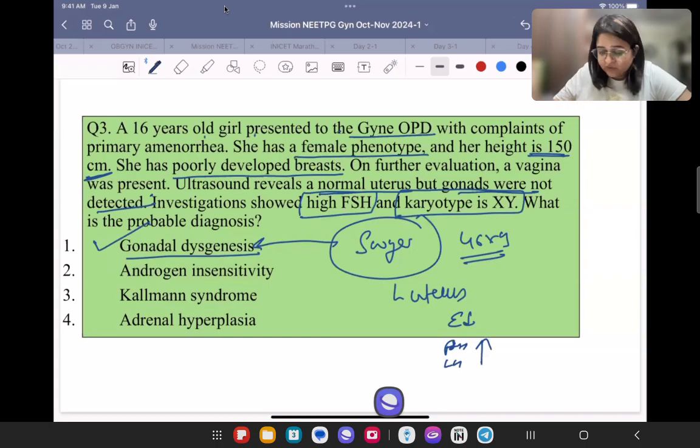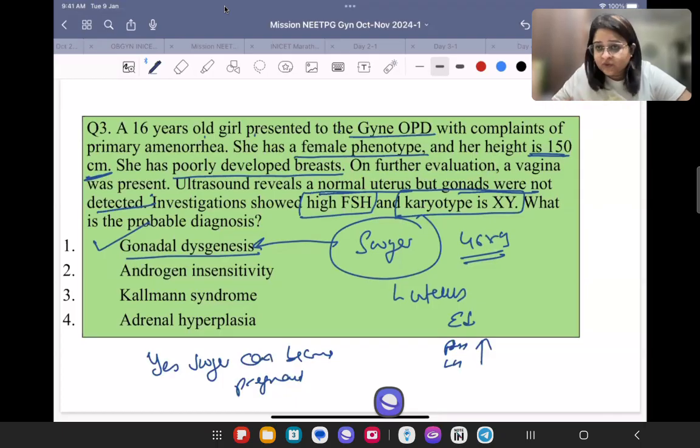Yes, so Senapati, good question. Can Swyer become pregnant? Yes, Swyer can become pregnant, but not using her own ovaries. She has a uterus. So you can use her uterus, but she will require donor oocytes. That means she has to borrow somebody else's oocytes, and then with IVF using her husband's sperm, an embryo is formed and that embryo is transferred into her uterus.